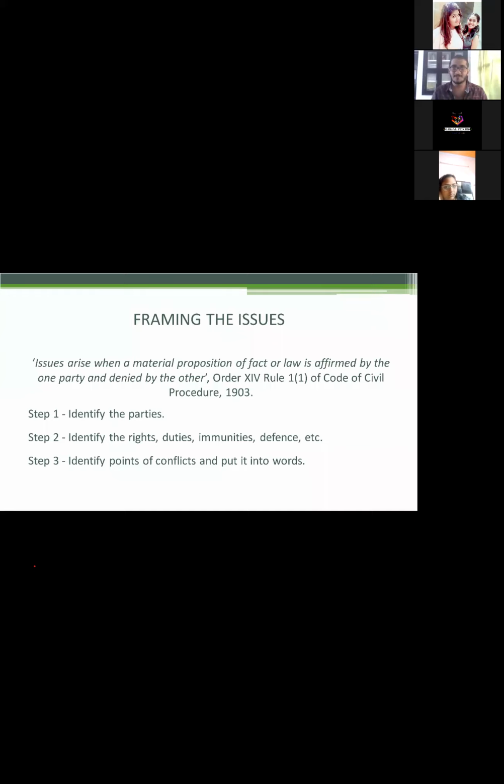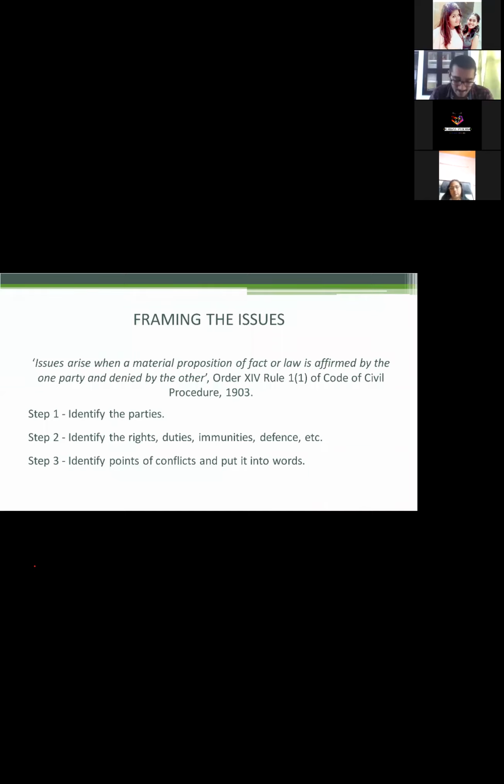If you identify, the 3 steps are, first you need to identify the parties. In most moot court propositions there might be 2 or more parties, or there might be many other parties who will be going against each other. So your first task is to identify who the petitioners are and who the respondents are. And once you have ascertained that, then you have to identify all the rights, duties, immunities, or defenses that are specific to this problem, and what all these petitioners and respondents are talking about.